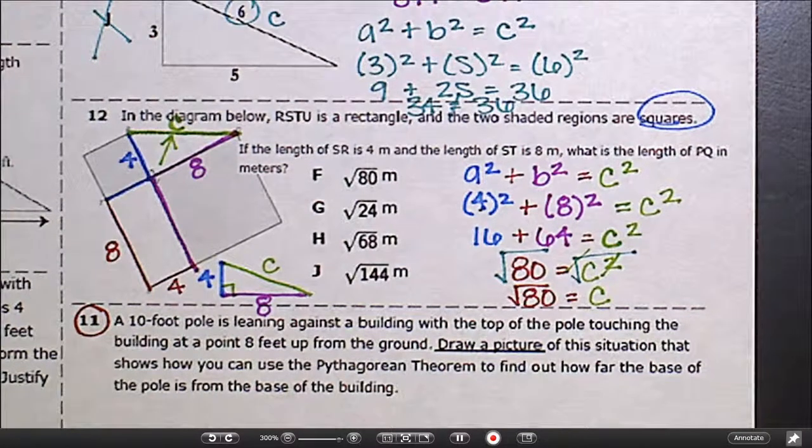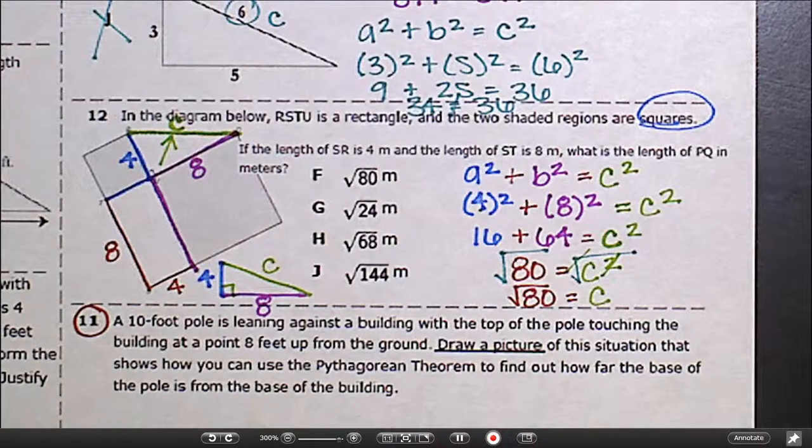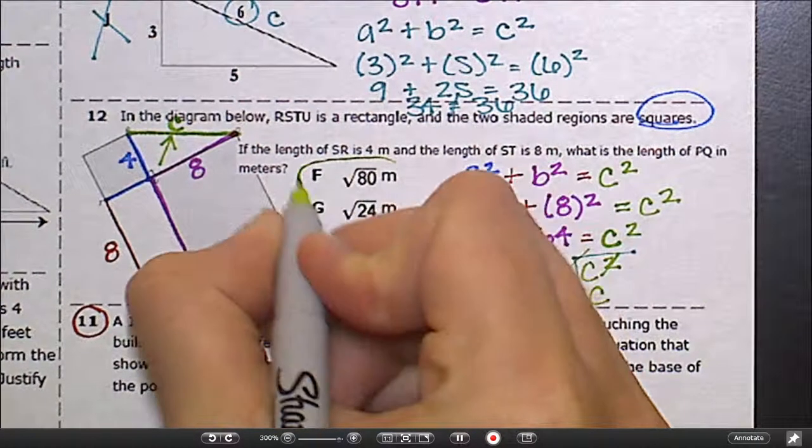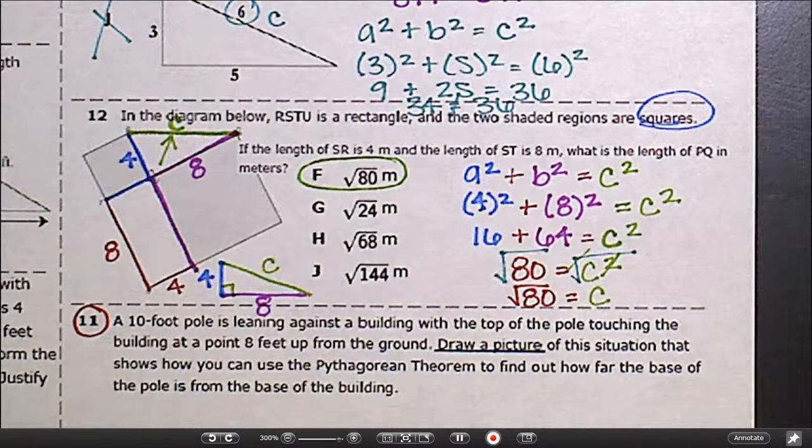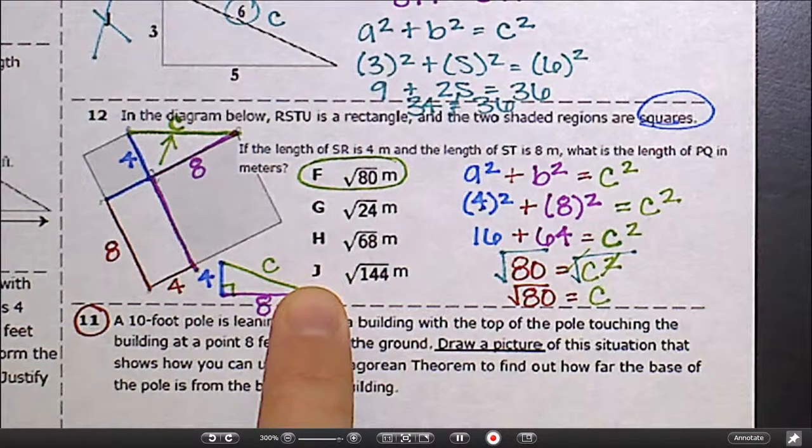Now we could figure out the square root of 80, but we don't have to, because the problem, or I'm sorry, the answers are left in square root form. So C is equal to the square root of 80 meters. And if we put that in our calculator, just to kind of get an idea of what that would be, the square root of 80 is about 8.9 meters. So that is the longest side, which means that the answer is reasonable.